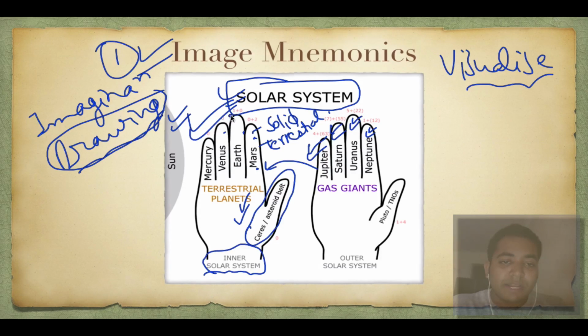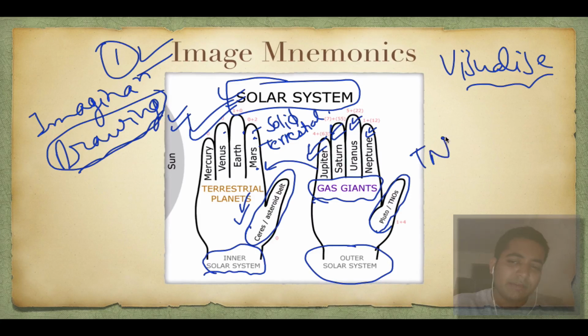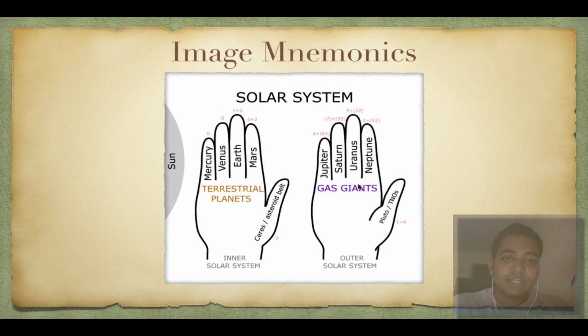By the way, if you are wondering what these numbers are, they are the number of moons. So 1 plus 0 for Earth is 1 moon. For Mars there are 2 moons, Phobos and Deimos. Similarly for Jupiter, 4 solid, 63 gaseous. Similarly 7 plus 55, 5 plus 22, 1 plus 12. And finally these are called gas giants. These are also called the outer solar system. And then we have Pluto, or what is TNO, by the way, for geography students? TNO is trans-Neptunian objects. So this is one type of image mnemonic.